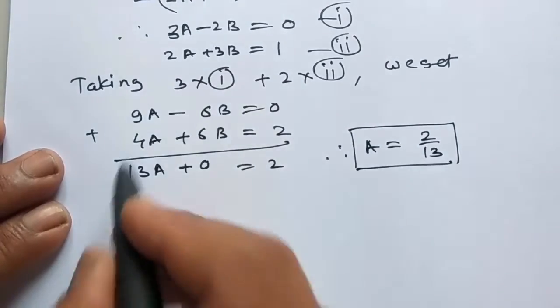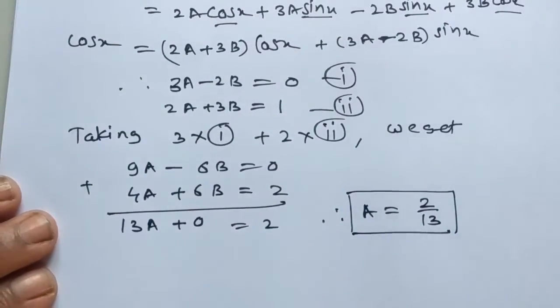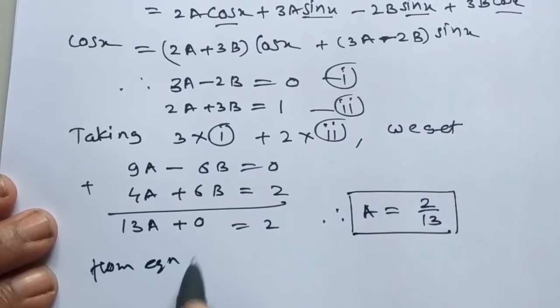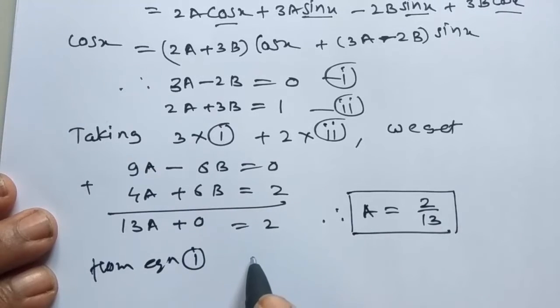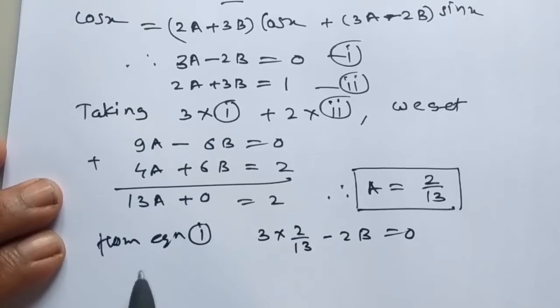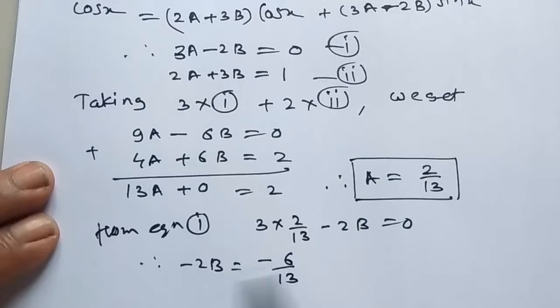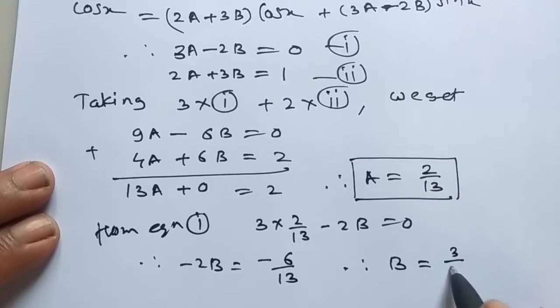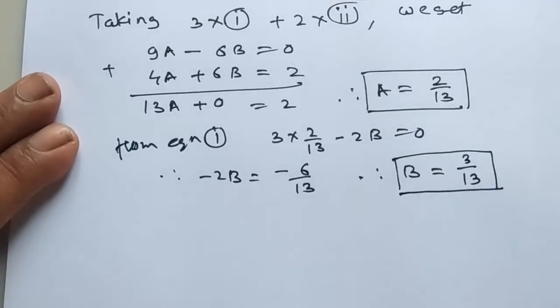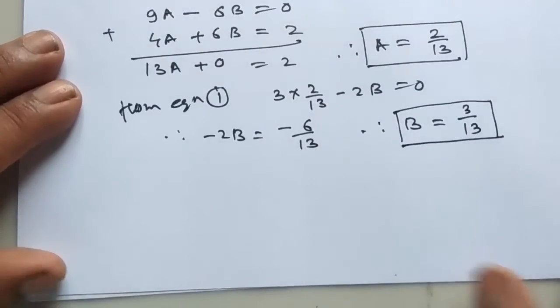Now putting the value of a in any one of the equations, so from equation 1, 3 into 2 upon 13 minus 2b is equal to 0. Therefore minus 2b is equal to minus 6 upon 13. So therefore b is equal to, dividing by minus 2, 3 upon 13. So the value of b is 3 upon 13.